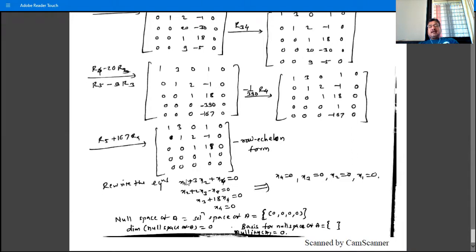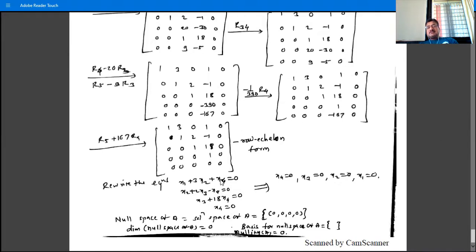So let us rewrite the equations. What do we have? The first equation, x1 plus 3x2 plus x4 is equal to 0. Then x2 plus 2x3 minus x4 is equal to 0. The third equation, x3 plus 18x4 is equal to 0. And the last equation, x4 is equal to 0. So if we substitute x4 equal to 0 in the above equation, then we have x3 is 0. And if we substitute x3 and x4 as 0 in the above equation, we have x2 is equal to 0. And if we substitute x2, x3 and x4 as 0, then we have x1 is 0.